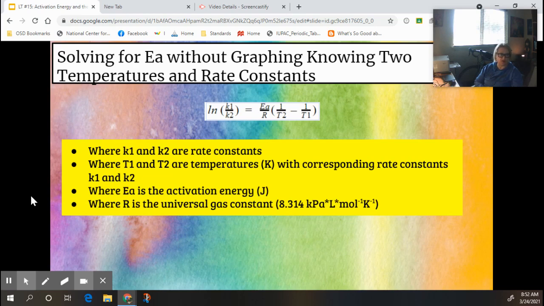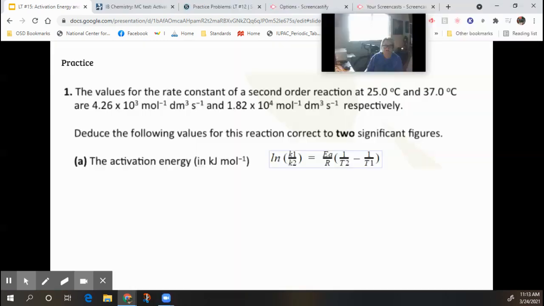entire 15B learning target. Let's take a look at a practice problem that is going to enable you to solve for activation energy. And then we're going to do two more problems, one for you to be able to calculate the frequency factor and another one to calculate a new rate constant with a new temperature.